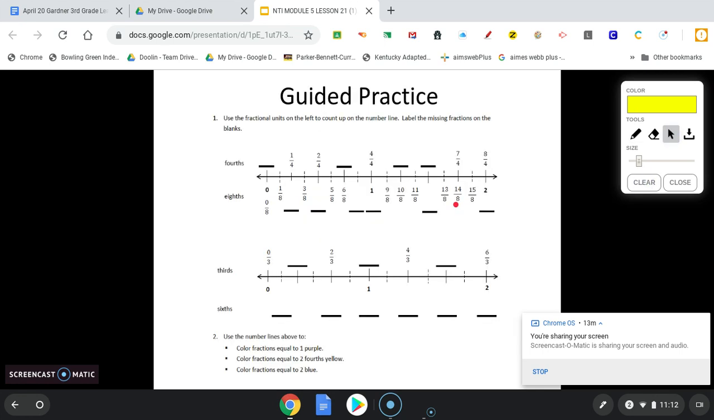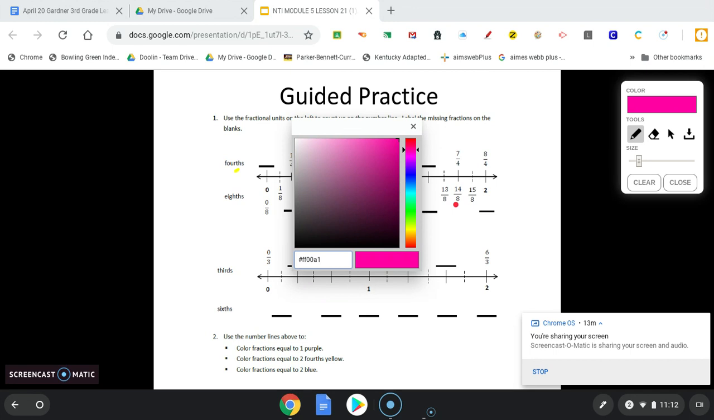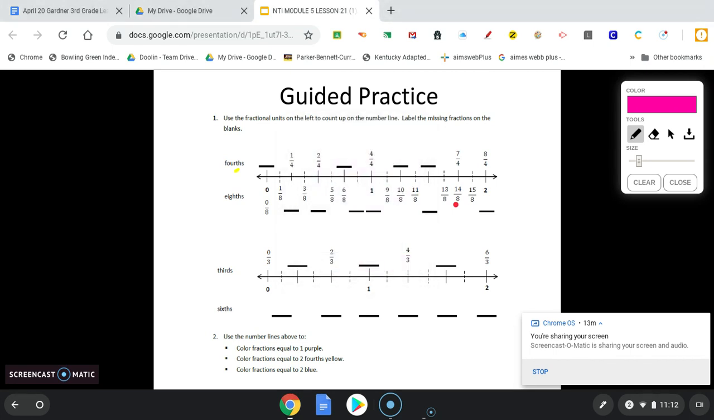All right, let's do a little bit of guided practice now. We're going to look up here. We're looking at fourths only. We're starting out with just fourths. So that's what you need to focus on first. So if I have fourths, I have 0/4, 1/4, 2/4, 3/4, 4/4. Oh, that's 1 whole. Then 5/4, 6/4, 7/4, and 8/4.